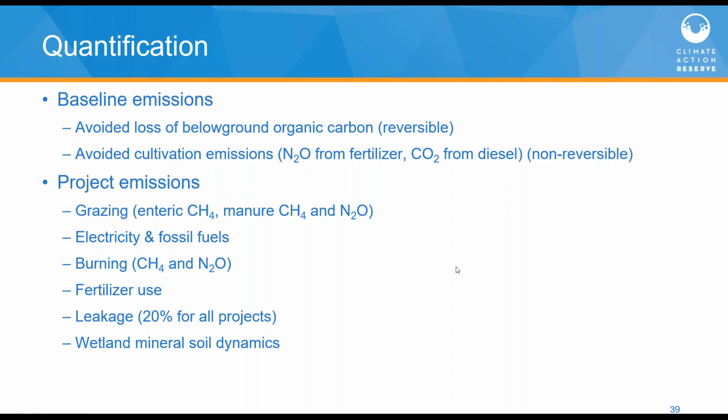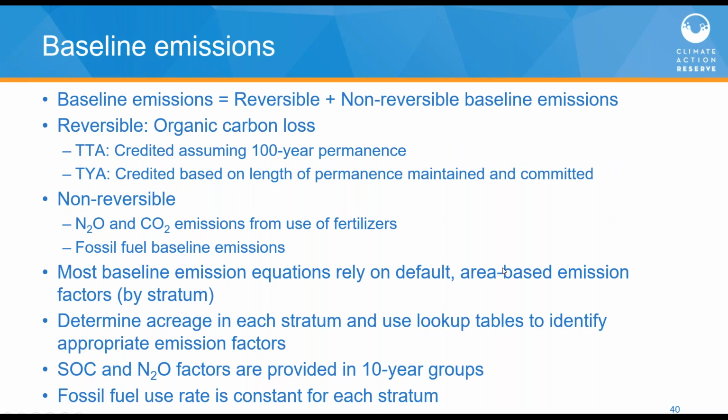I'm going to go through each of these individually. When we're calculating our baseline emissions, and for those who don't think in these terms very frequently, your emission reductions equal your baseline emissions minus your project emissions. So what are the emissions we are avoiding? And then what are the emissions that actually happened that we need to subtract out? In the baseline, you've got reversible and non-reversible tons. The reversible tons are the organic carbon loss.